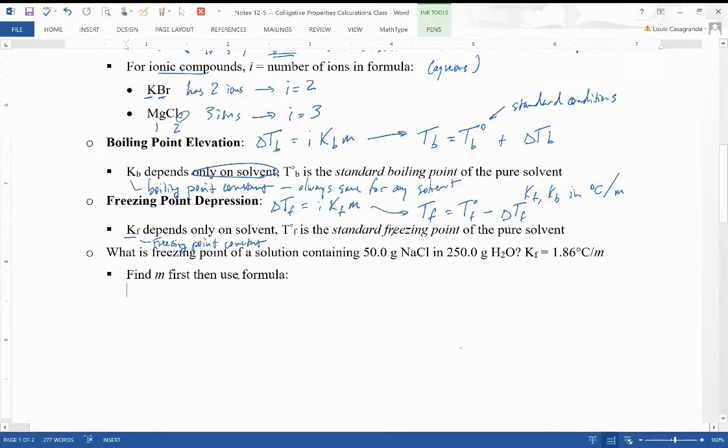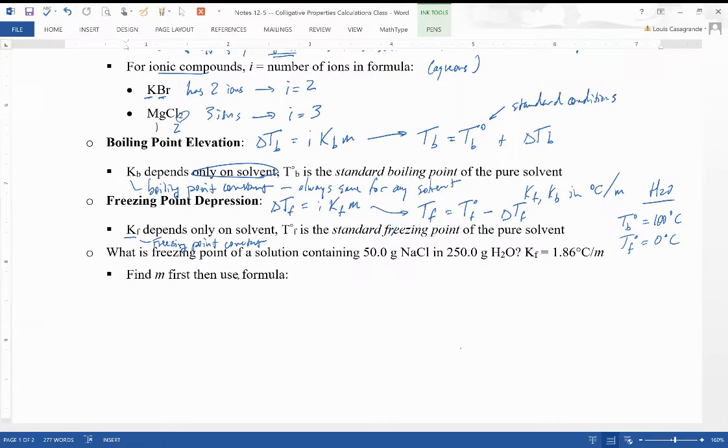Now, one of the things I do expect you to remember is the standard freezing point and standard boiling point of water. So remember that for water, T_B naught is equal to 100 degrees C. I'm not putting a decimal point after that because this is a defined number. And T_F naught is 0 degrees C. So make sure you do remember those. I won't be putting them into the problems.